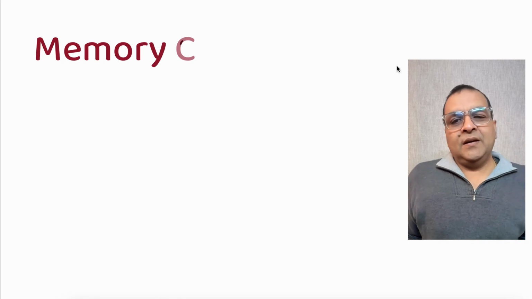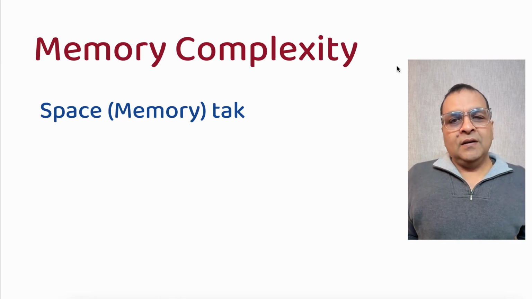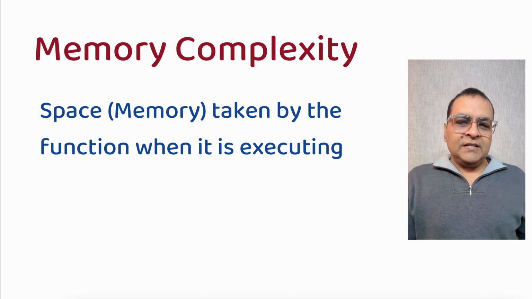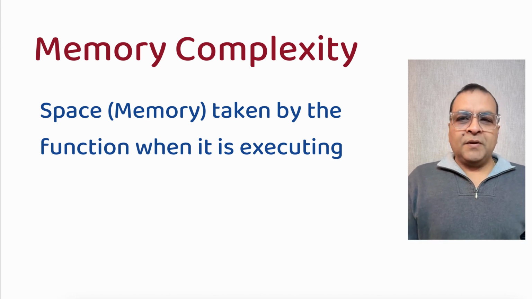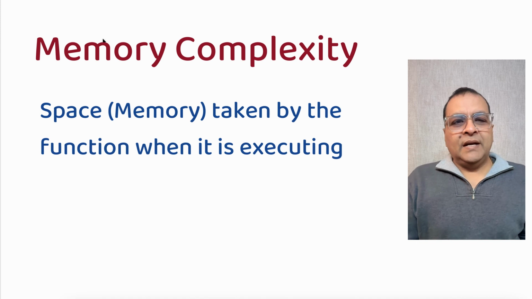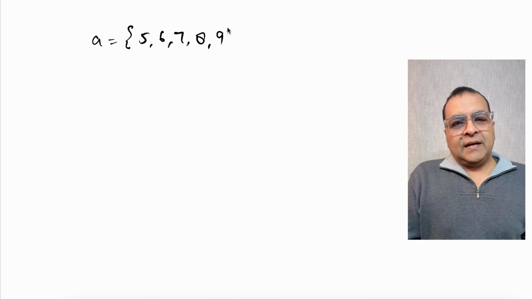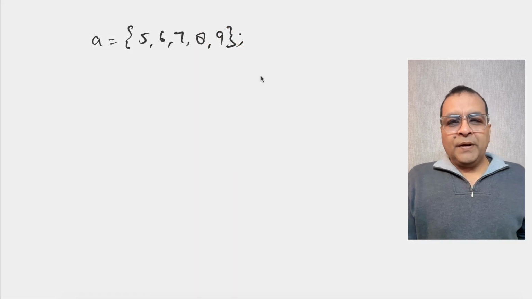The memory complexity, or the space complexity, of a function is the memory taken by the function when the function is executing. We have already seen the memory model of the factorial function in the previous program. Let us take one more example. Let's say you are given an array, and the array given is 5, 6, 7, 8, 9. And we want to print this array.